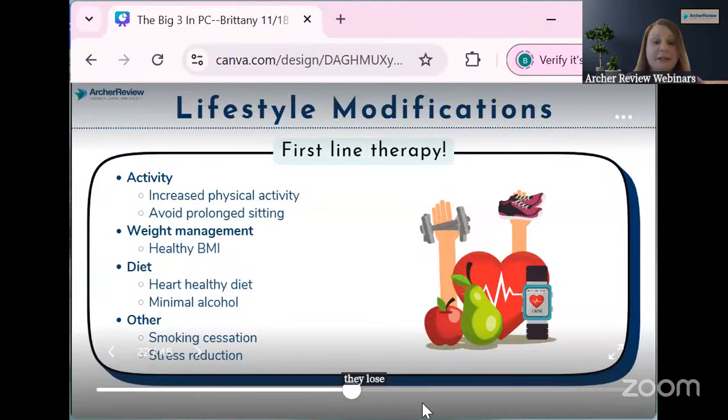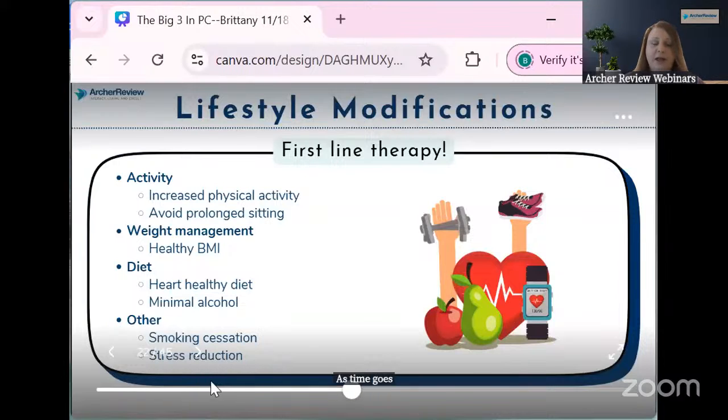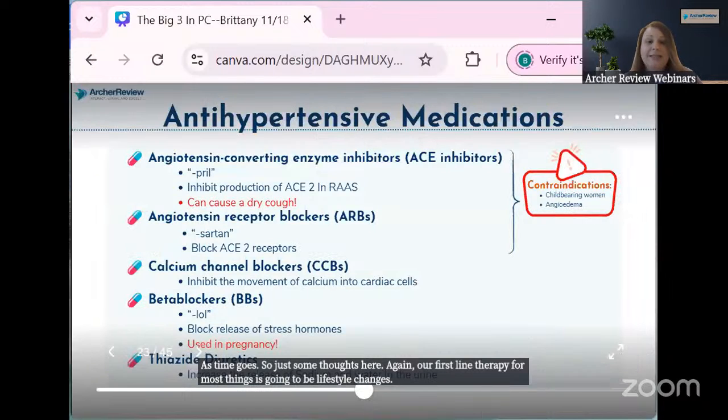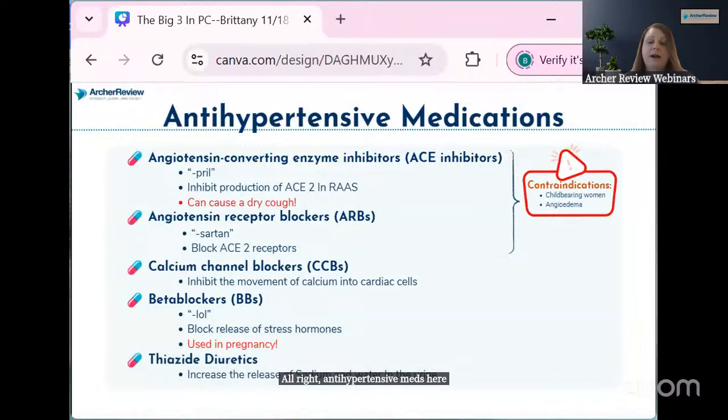If their diabetes is out of control, I want to bring their diabetes into control so that, again, maybe they can be on a lesser, more effective dose or most effective dose as time goes. So just some thoughts here. Again, our first line therapy for most things is going to be lifestyle changes. All right, antihypertensive meds here. The decision for antihypertensive medication should not be taken lightly.